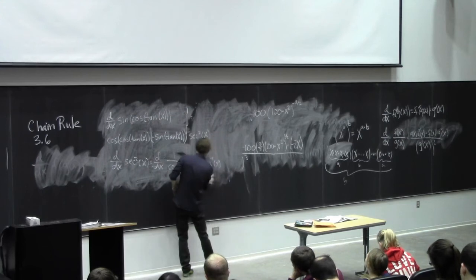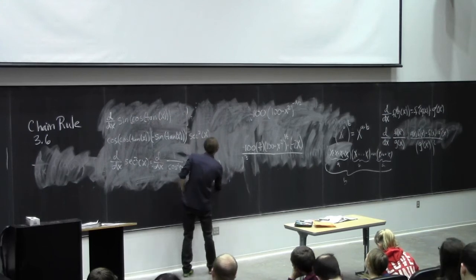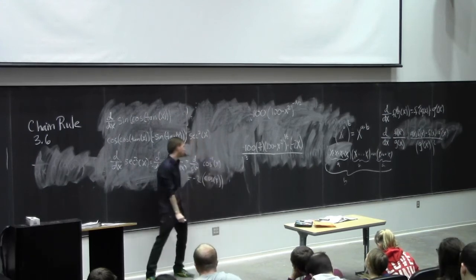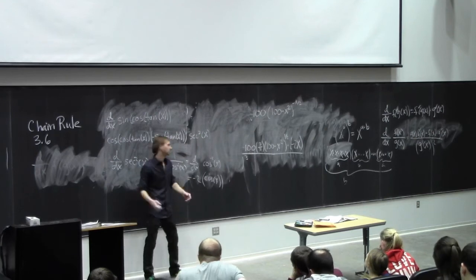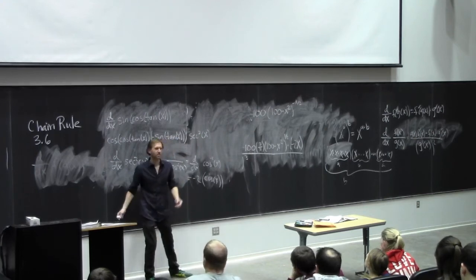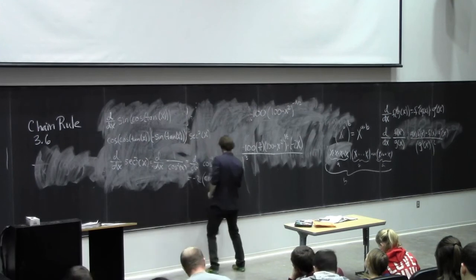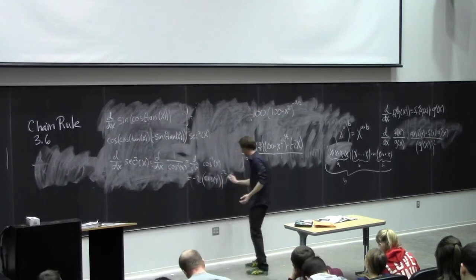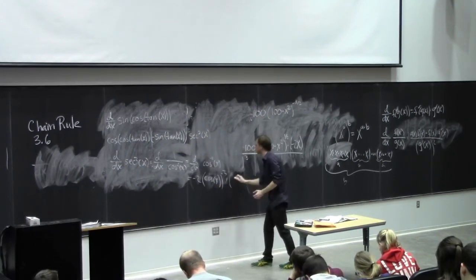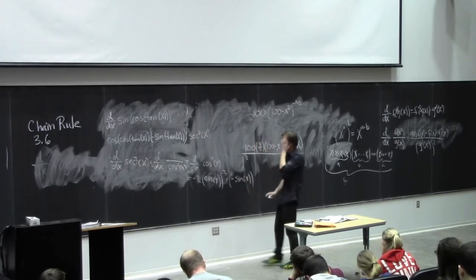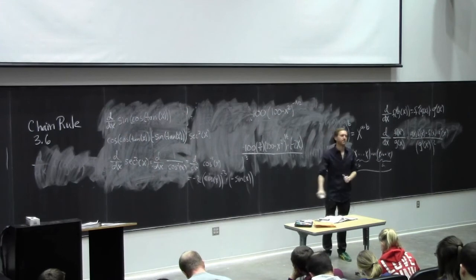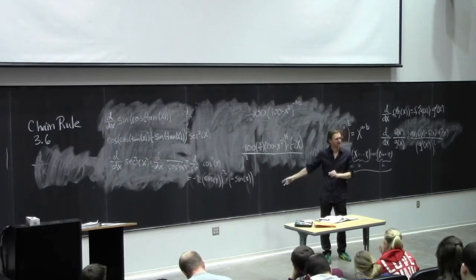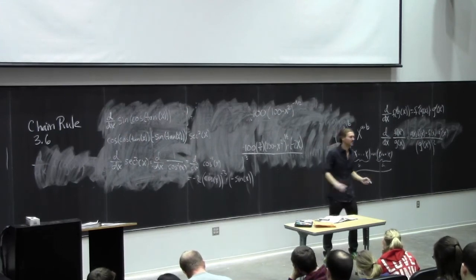Oh, don't do that, Bart. Cosine of x, all to the what? To the minus 1, minus 3 times derivative of cosine, which is negative sine of x. What do you guys think of that? Do you need to simplify this answer? No, don't simplify the answer.